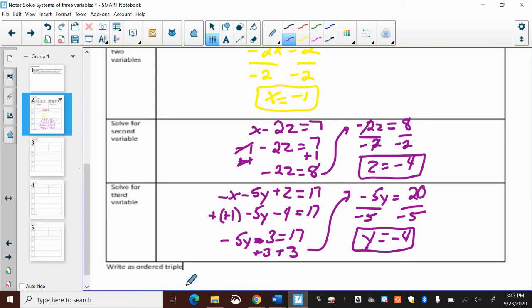Now that I've found all three, we want to write them as an ordered triple. It means you need to go in alphabetical order. So we're going to go x, y, z. So our answer should be negative 1, minus 4 for y, minus 4 for z.